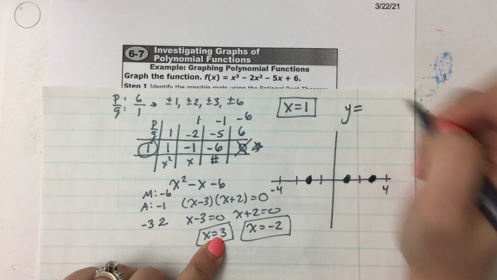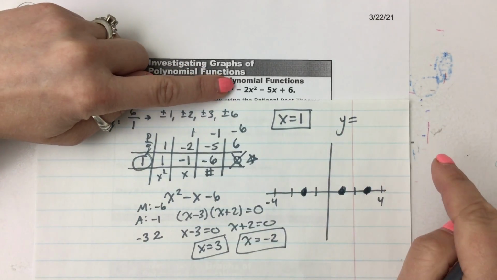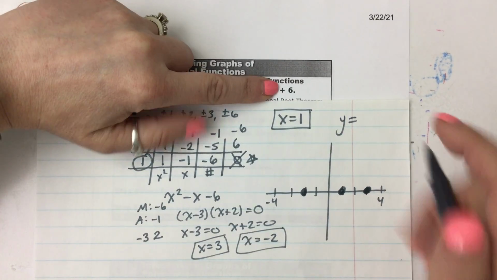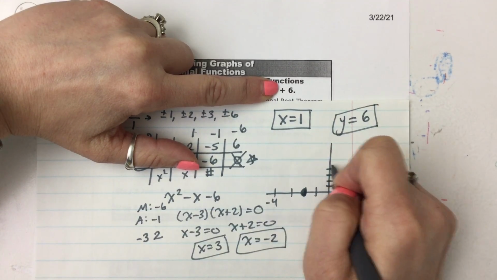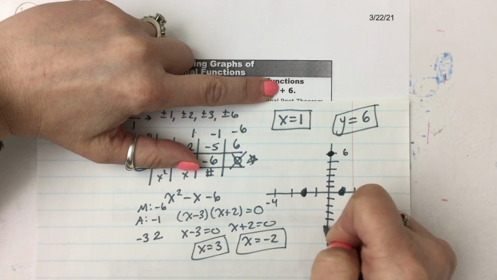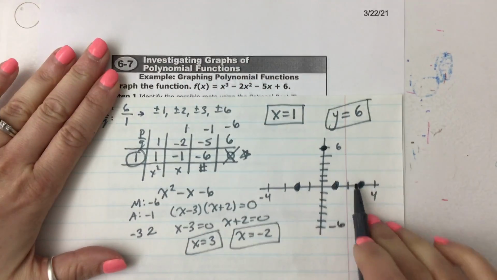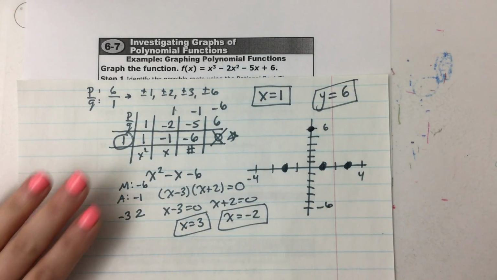Now what we have to find is our y-intercept. If I put in a 0 for x, this would be 0, this would be 0, this would be 0. So y equals 6. So 1, 2, 3, 4, 5, 6. That's where it touches here. Okay, so there's the first part. We have all of the points that are on the x and y axis.